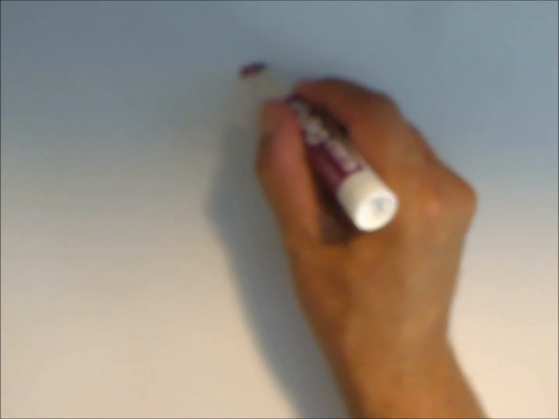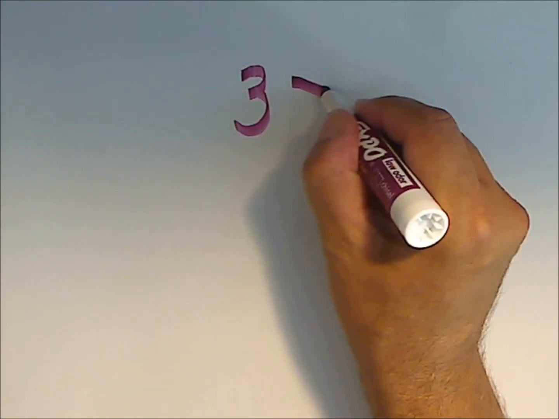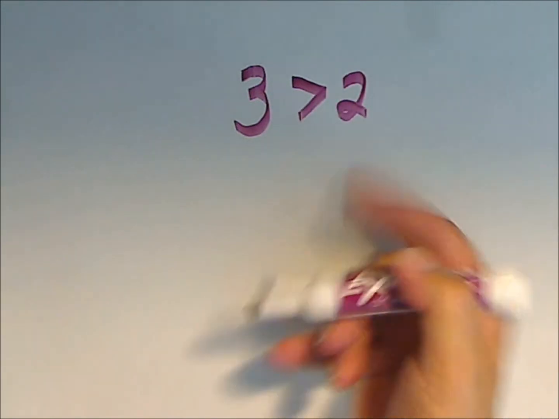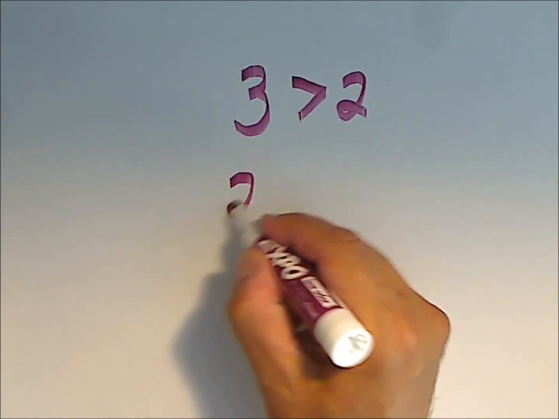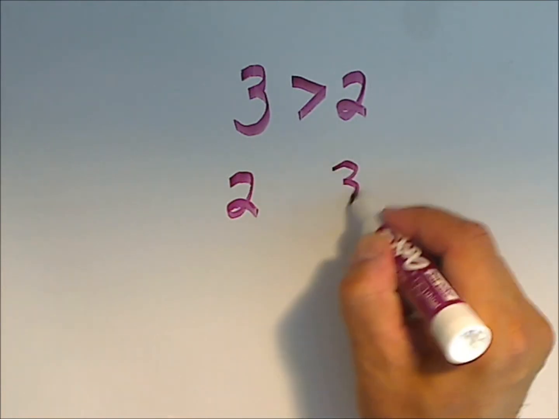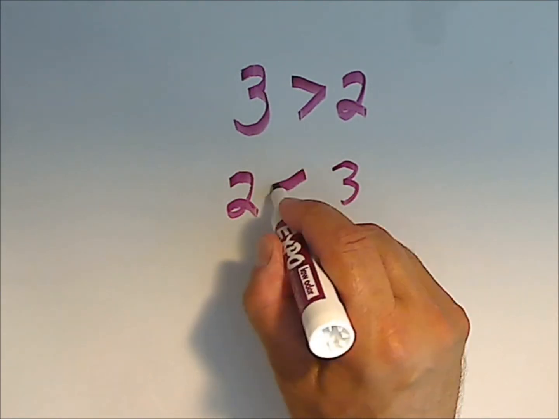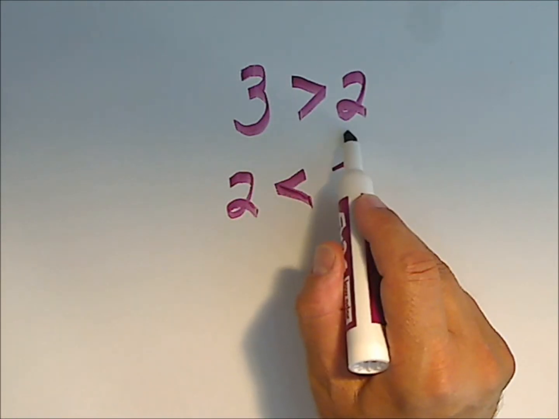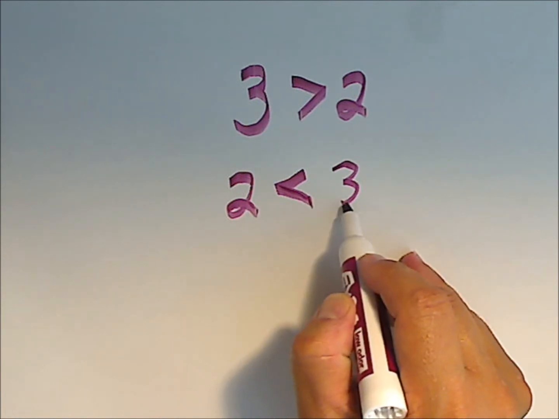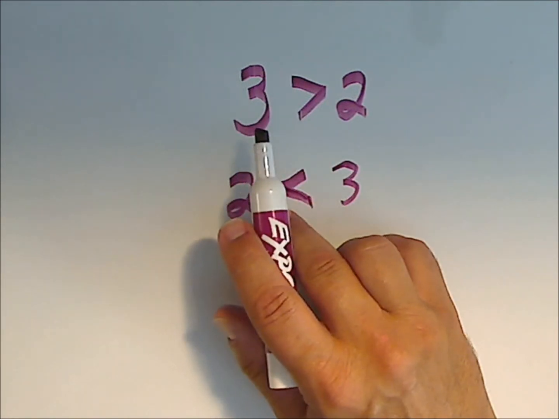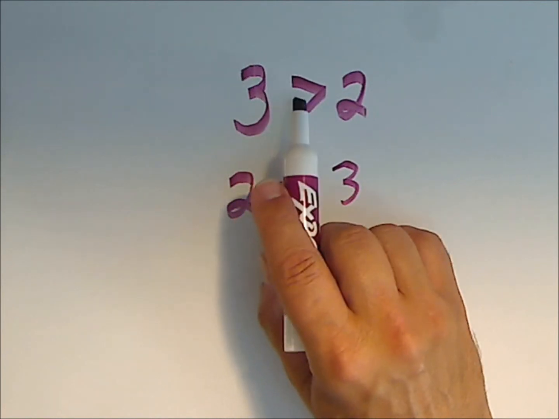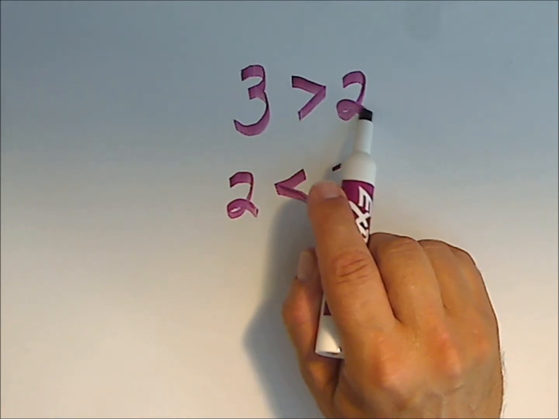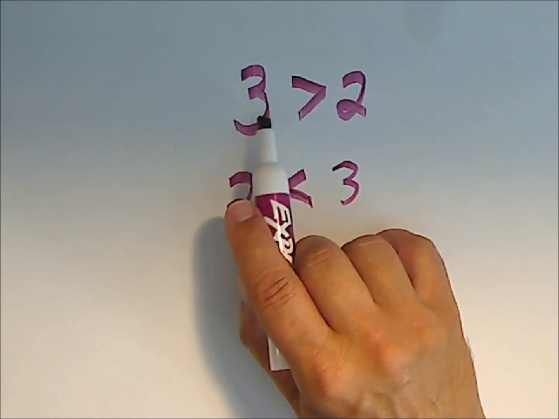This symmetrical property allows us that if we end up with a situation that says something like 3 is greater than 2, we can symmetrically flip it so that the 2 is over here, the 3 is over here, and the inequality sign switches. 2 is less than 3. So 3 is greater than 2 is the same as 2 is less than 3. You could also, without flipping it, just read it forward and backwards. 3 is greater than 2, and going backwards, 2 is less than 3.